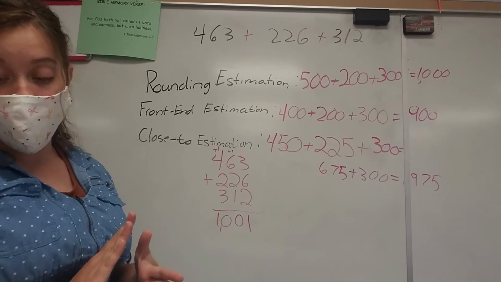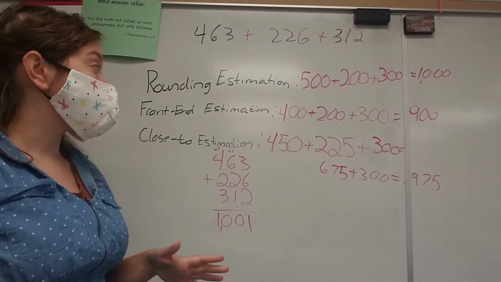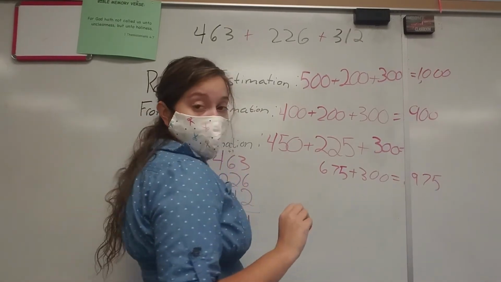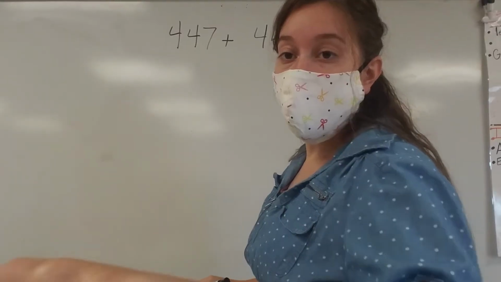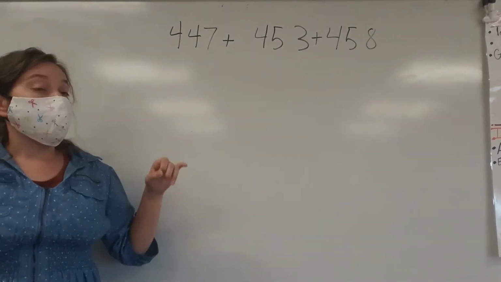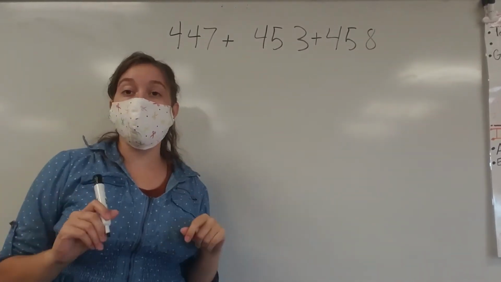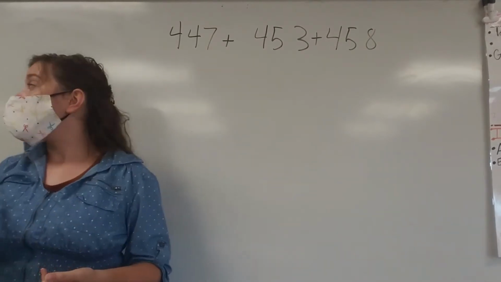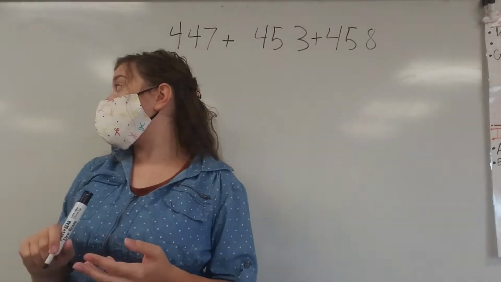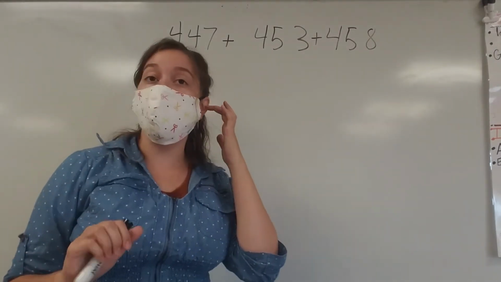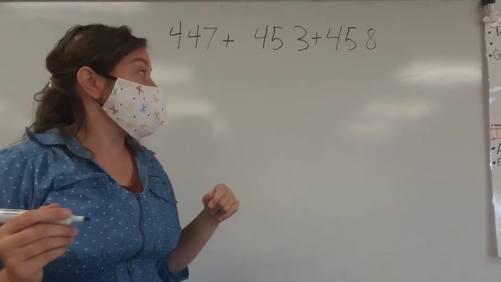So first off, these are the numbers that they made at each hour. Now we're going to choose a strategy. So what of these 3 strategies, the rounding, front end, or close to estimation, which one do we want to use? Mary? The rounding estimate. Okay, let's try rounding.